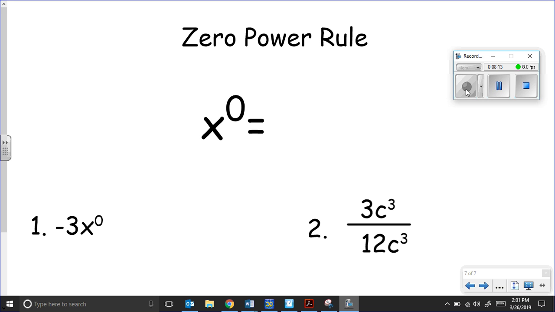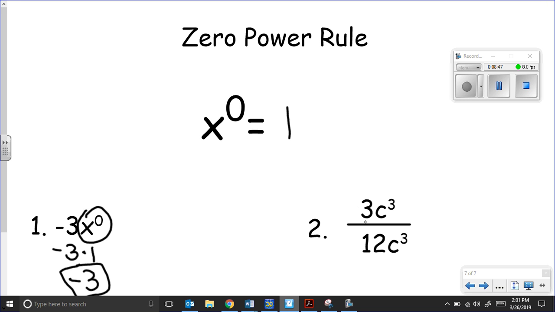So since we're on this subject, let's talk about the 0 power rule. And I know this is not in your chart, but find some place to write this down. So anything to the 0 power is 1. Y to the 0 power is 1. 1,000 to the 0 power is 1. Okay, so here we have negative 3, but then we have the x to the 0 power, which is 1, so times 1, so this really simplifies to negative 3.